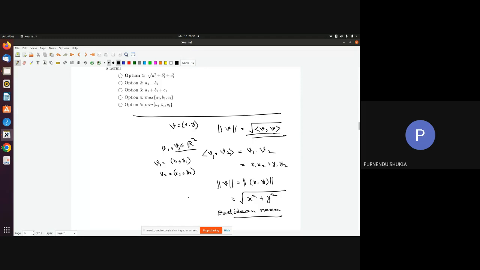Yes, sir. Okay. Now the point is, if I change the inner product, can you give any other inner product in R2 other than the dot product?